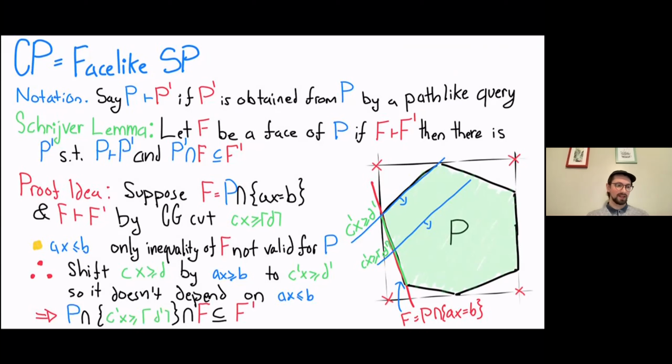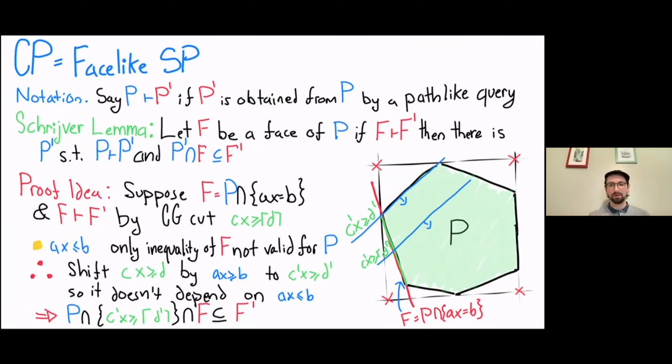And the thing that I haven't said here, which is pretty crucial, is that if we're looking at this face, where we've restricted to AX equal to B, every point on this face satisfies AX equal to B. So if we add integer multiples of AX greater than or equal to B, then this doesn't affect anything on this face.